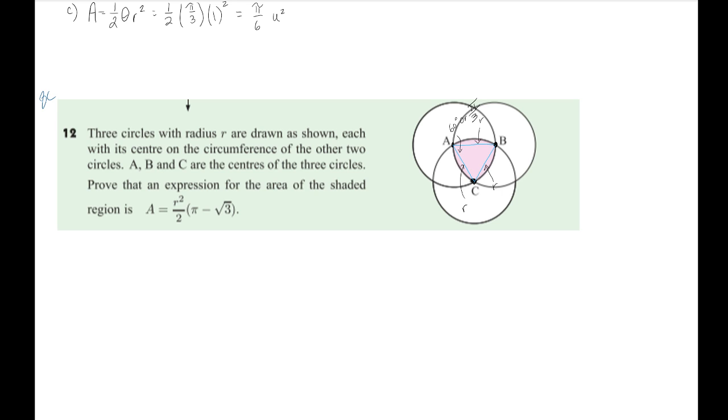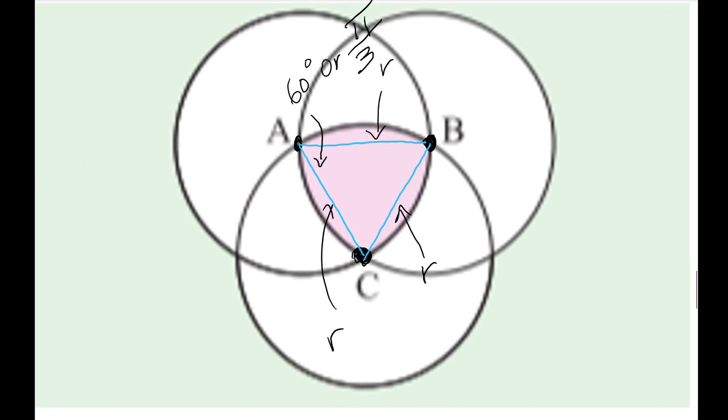pi minus root 3. So the thing to note here is, yes, I do have that triangle, but then I also have these regions around the triangle, which are segments. There's this segment, and this segment. Now those segments are all equal in size.